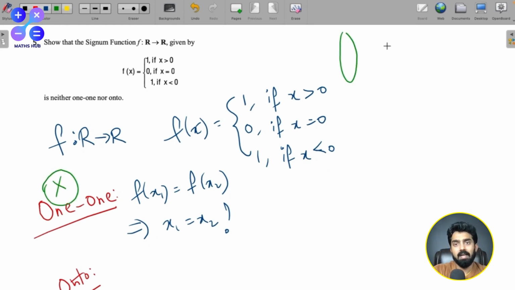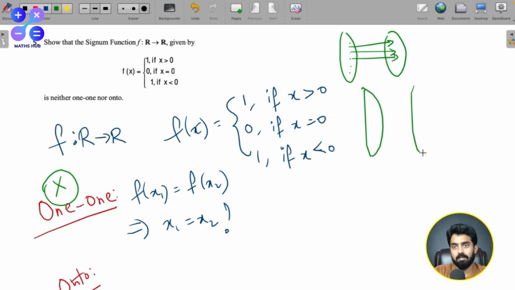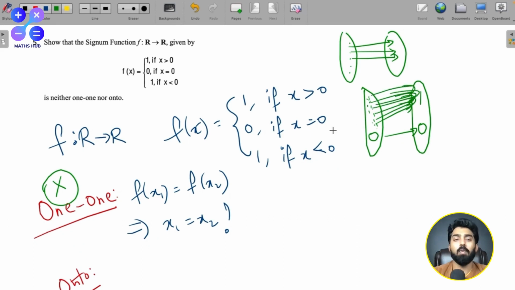Remember, one-to-one means every element here needs to be mapped only to one element here. So the signum function looks something like this, right? If you try to draw it out, this is 1 and 0, only basically two elements in the codomain, and 0 is here, and this is mapped to this, and literally every other real number is mapped to only one single element, and that is the signum function. It is clearly not one-to-one.